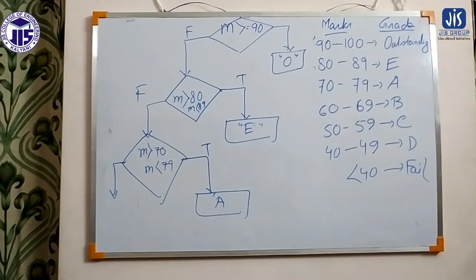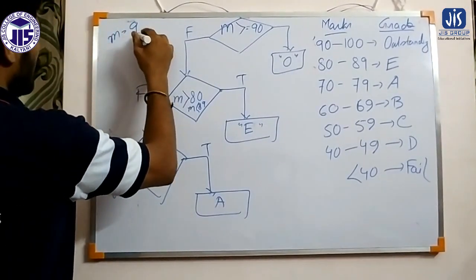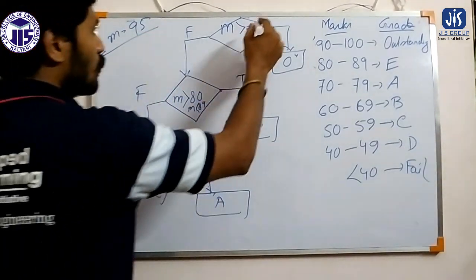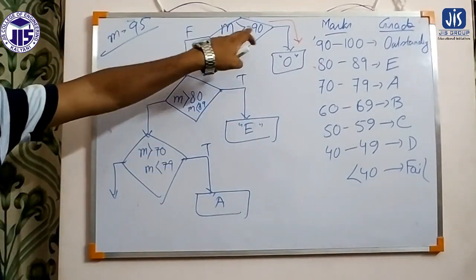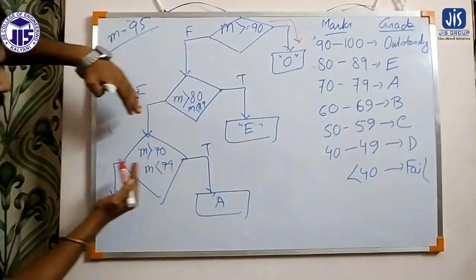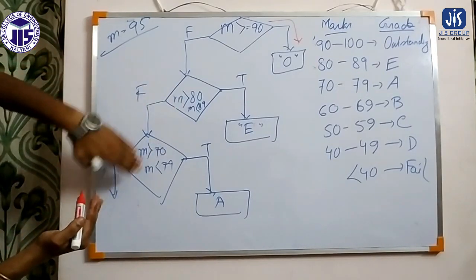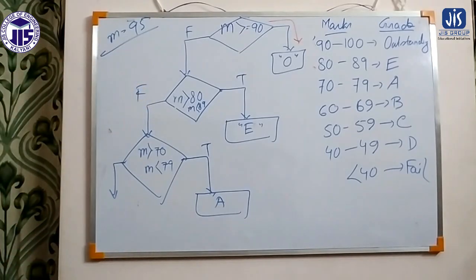So here you can see, if the value of marks is 95, this condition will be true and it will print the grade. So the false statement block will not at all execute. All the conditions within the false statement block of condition 1 will not at all execute.